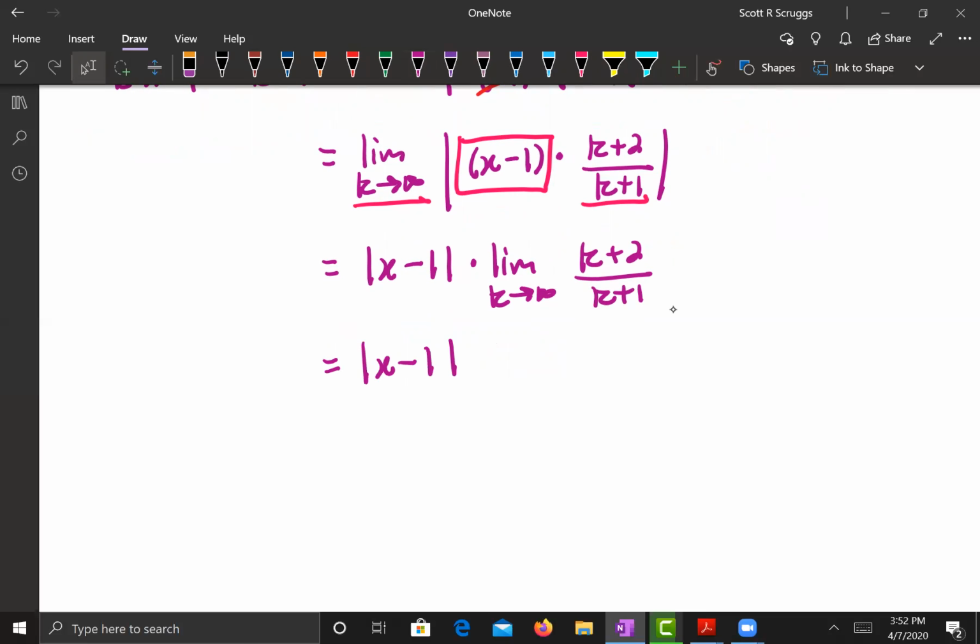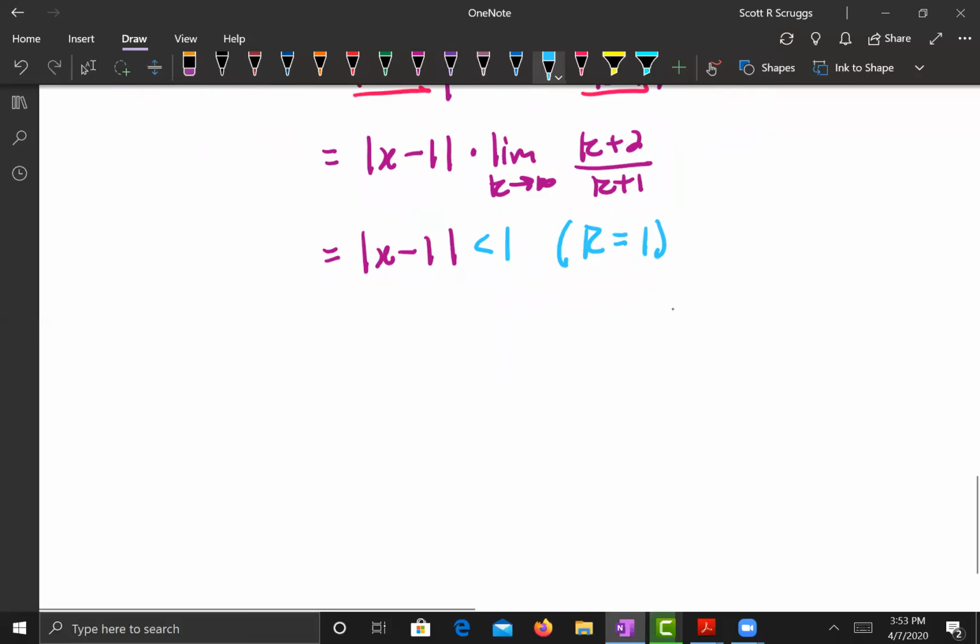And because I'm doing it with the ratio test, this will converge if it's less than 1, which means my radius of convergence is 1, because I have absolute value of x minus the center less than a positive number. So there's our radius.